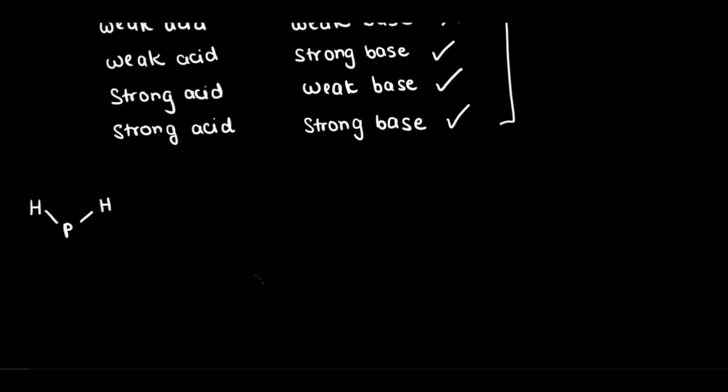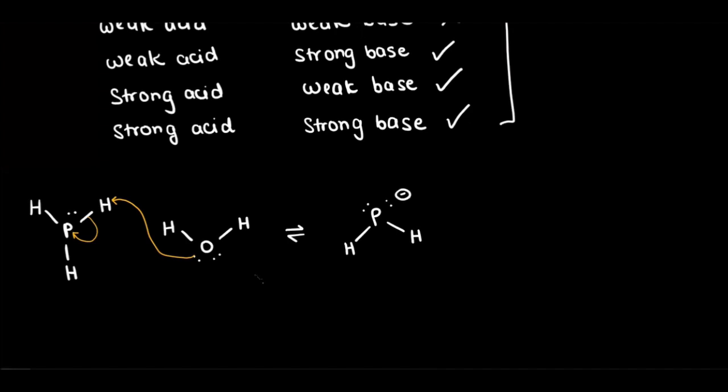So we have phosphine and we react it with water. Again, an acid-base reaction. What happens? The electron pair attacks the hydrogen, the bond between phosphorus and hydrogen breaks, goes to the phosphorus, and you will have the following. Again, the charge is conserved.